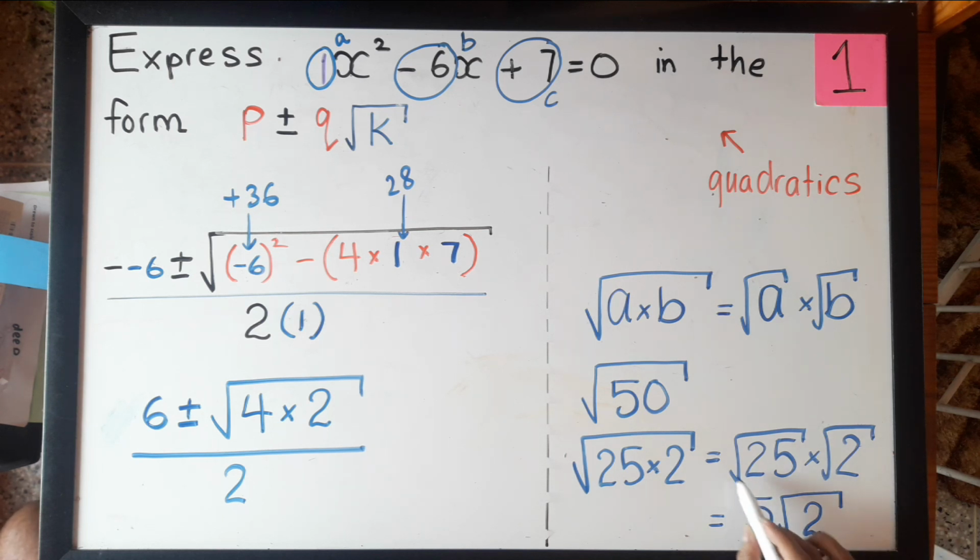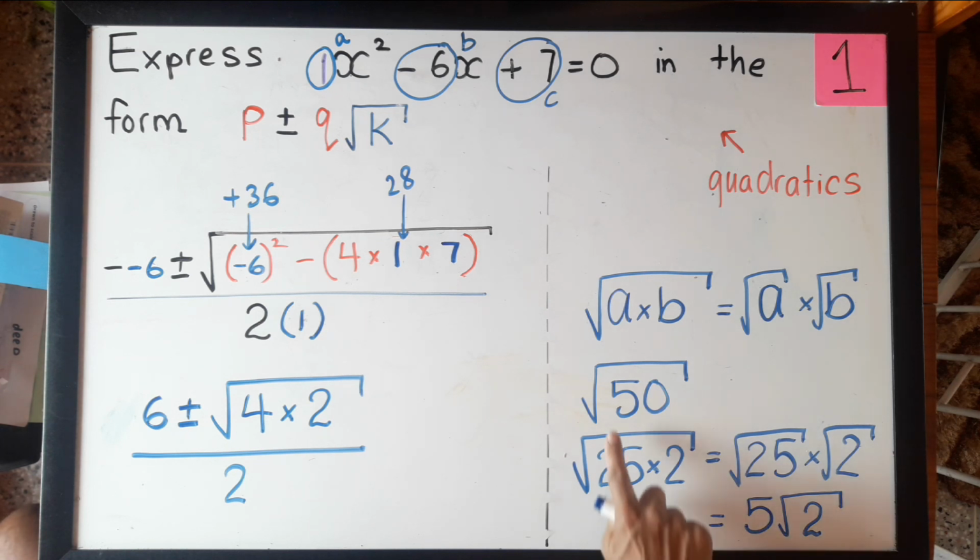So while the square root of 25 is nice to write and easy to do, the square root of 2 is not a nice number. So we leave it as the square root of 2 because it looks neater that way. I have just expressed the square root of 50 in surd form.